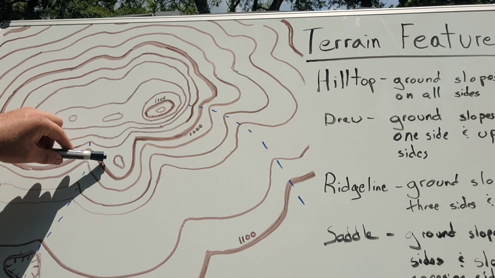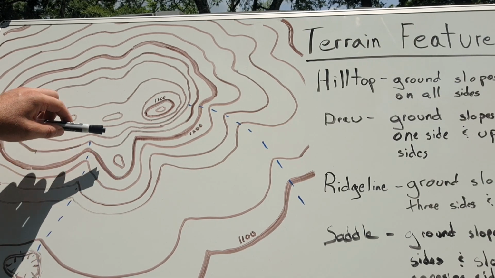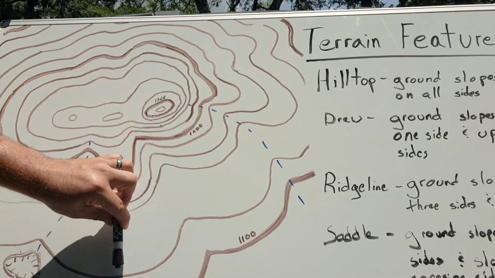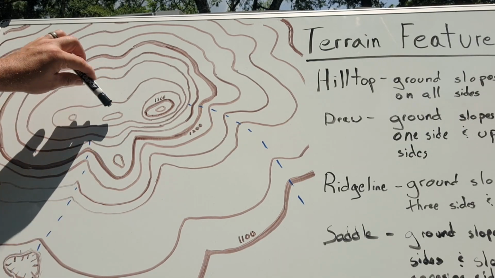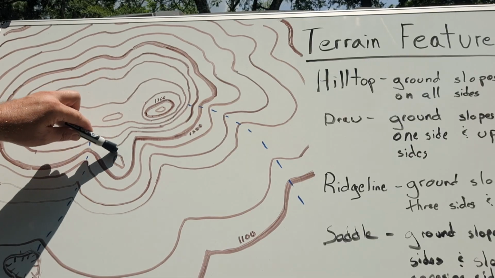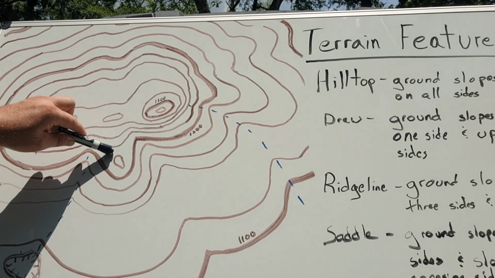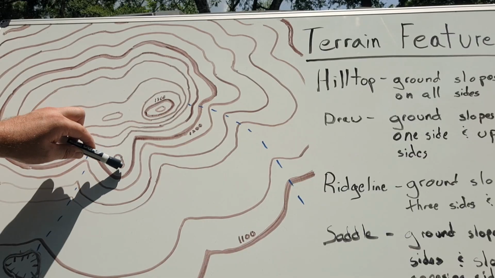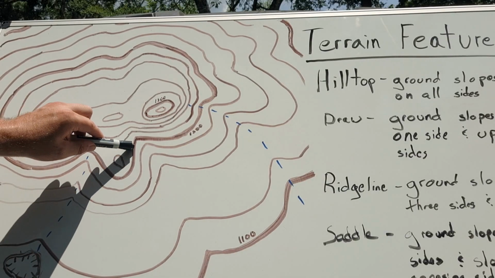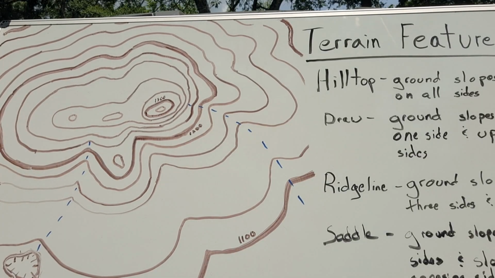You've also got a little tiny hilltop here on this ridge line coming down. So the ground goes down, it gets to this space here, it's the low point, and it comes back up for a hilltop before it starts going down. So this space here is still going to be a saddle.